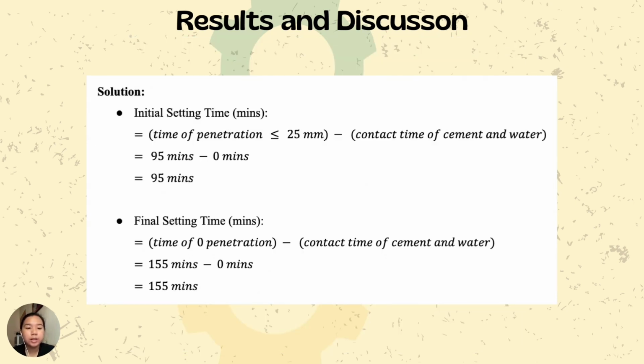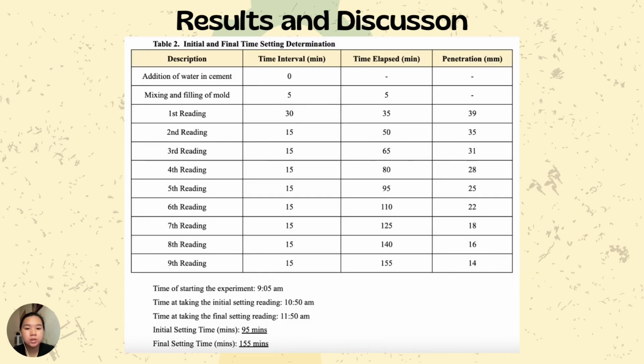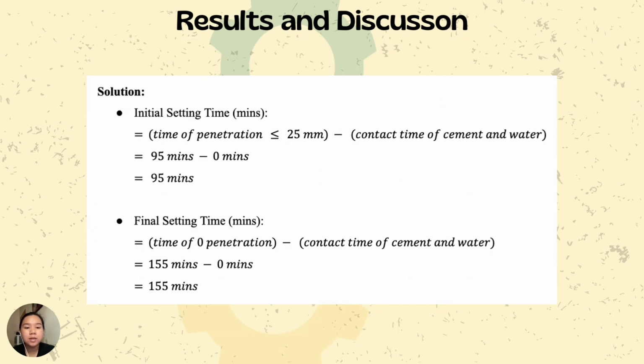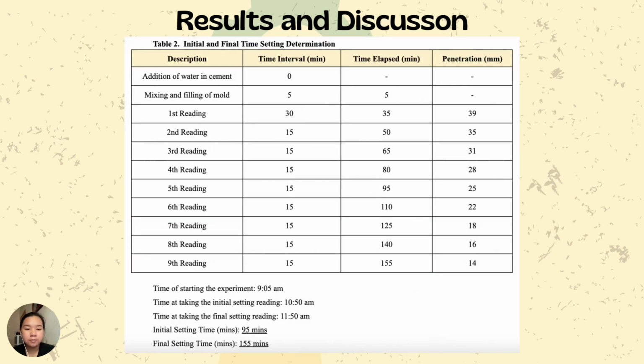In order to get the initial and final setting time, we have here the formula: time of penetration greater than or equal to 25 mm minus contact time of cement and water. For the contact time, we have 0 minutes. For the time of penetration greater than or equal to 25 mm, we have 95 minutes, because as you can see in the table, at the time elapsed of 95 minutes, we have the penetration of 25 mm. For the final setting time, at 0 penetration minus contact time of cement and water, the contact time is also 0, and the 155 minutes we got from the last reading.